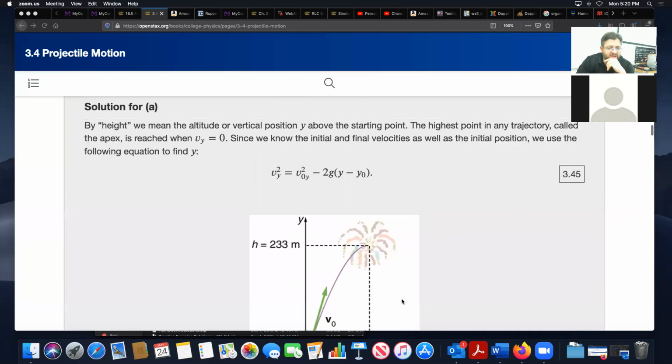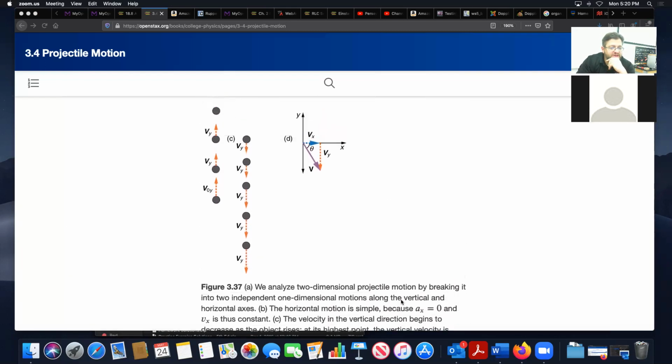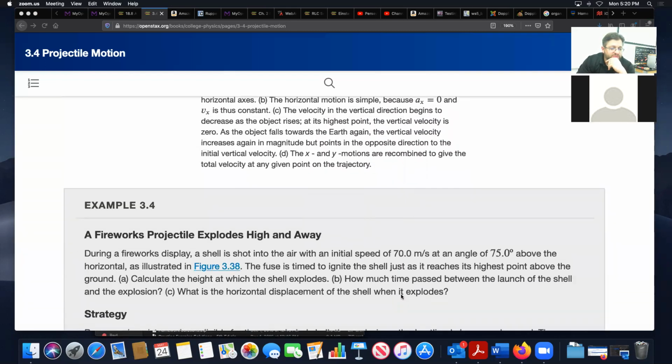They told us the answers because they've already done it. But that's the picture that we're looking at. That's the thing that we're trying to do. They tell us the initial velocity is 70 meters per second. The initial angle is 75 degrees. And that's all they tell us, really.